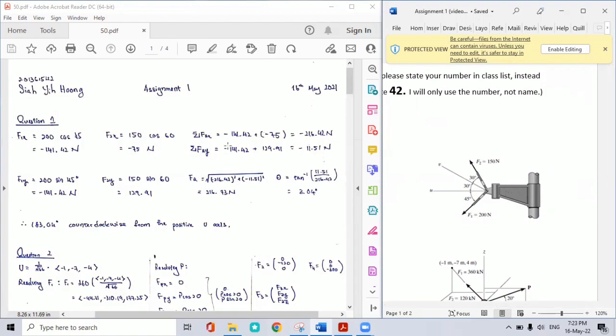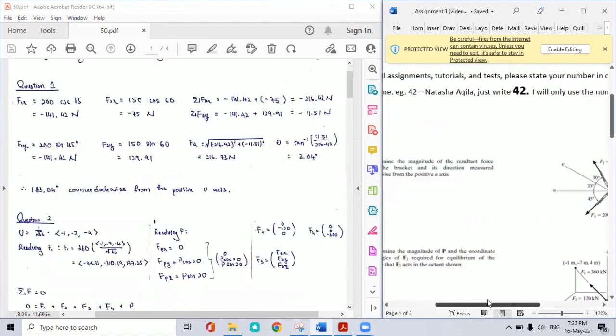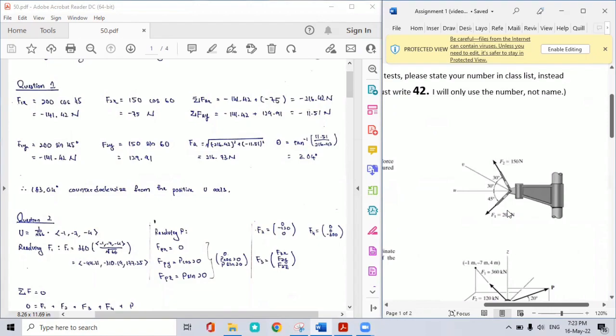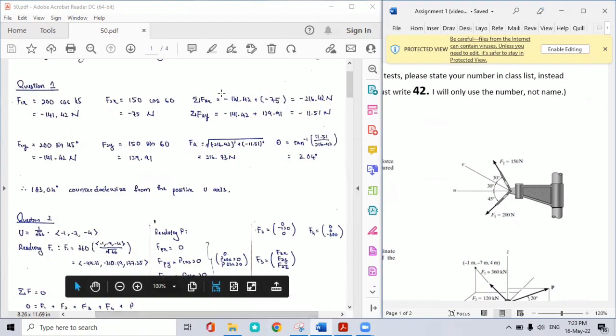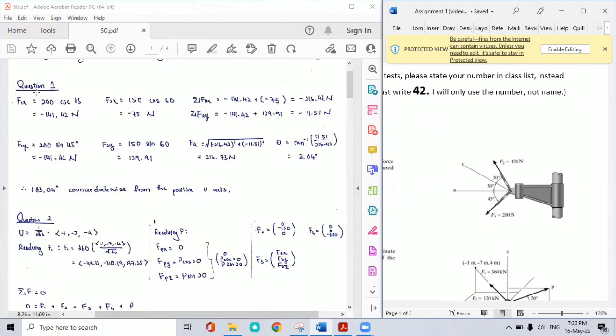Okay. In this question, we have to resolve F2 and F1 into vertical and horizontal force directions. Then we have to sum the resultant force for each direction. For example, for horizontal F1, we have negative 141.42, and for the F2 horizontal force, we have negative 75. We sum these together and we get negative 216.42 newtons.